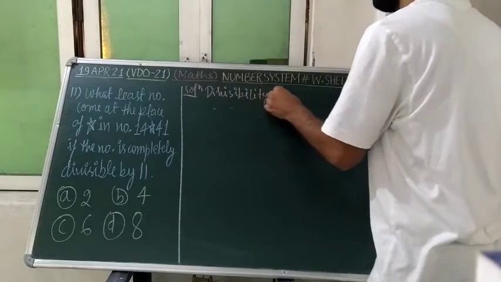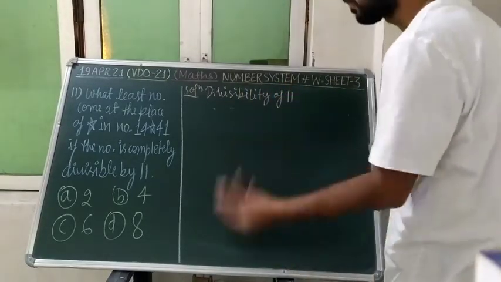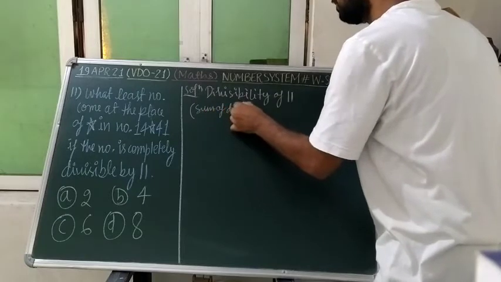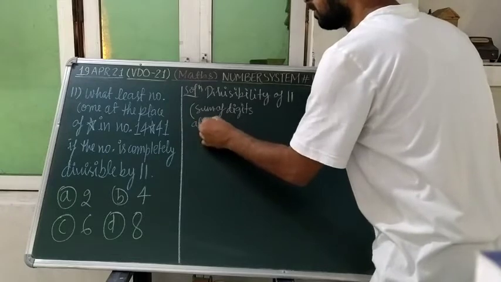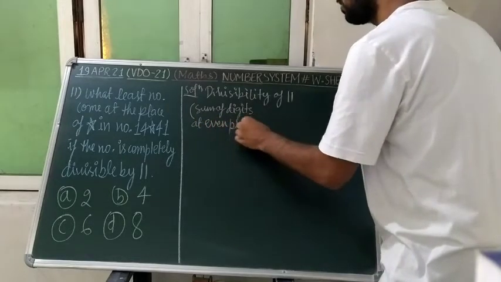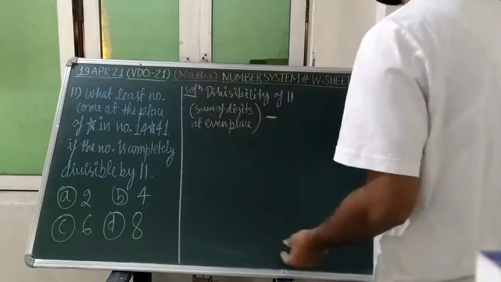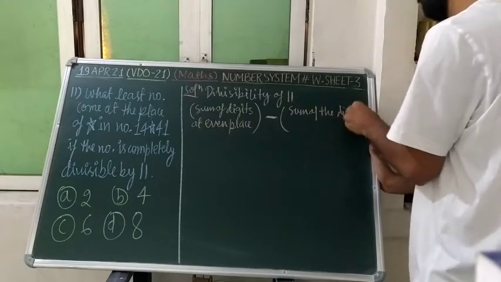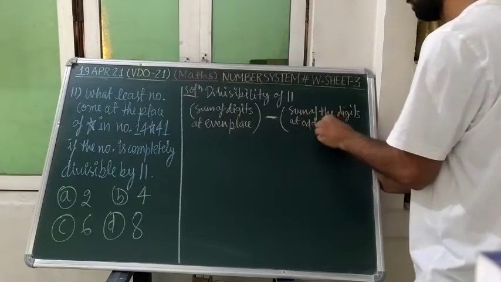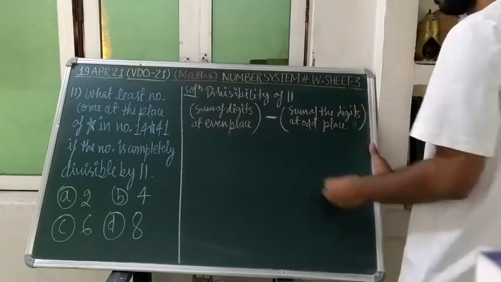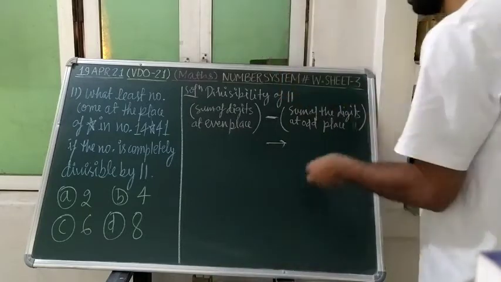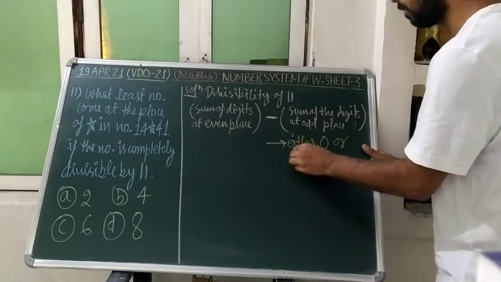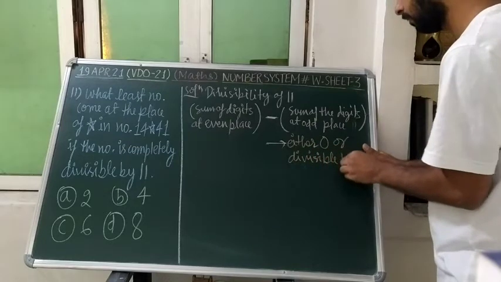of 11 was nothing but that the difference of the sum of digits at even place and the sum of the digits at odd place should be either equal to 0 or divisible by 11.